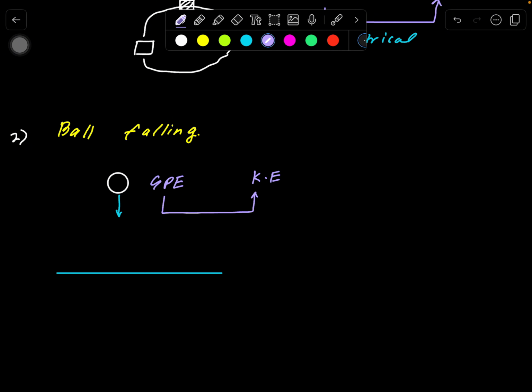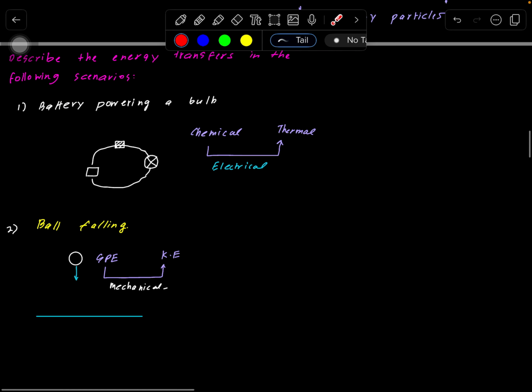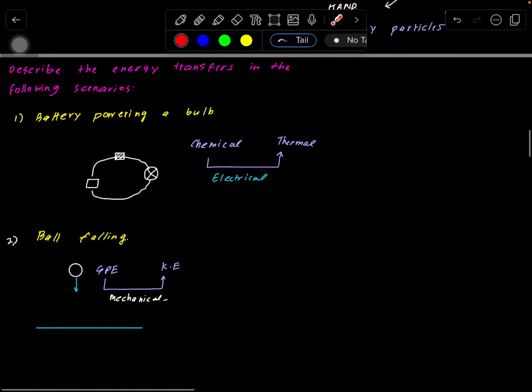Okay? And how does this happen? A force is being applied to the ball, the force of gravity. So it's mechanical pathway. I hope you can identify the types of energy transfers and the pathways now. Don't worry too much about the parameters, they're only there to help you visualize what you're observing in order to save your time.